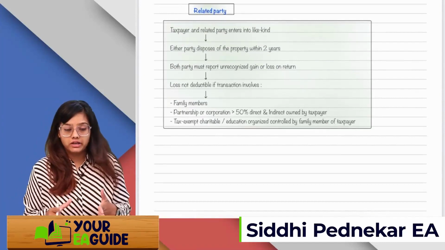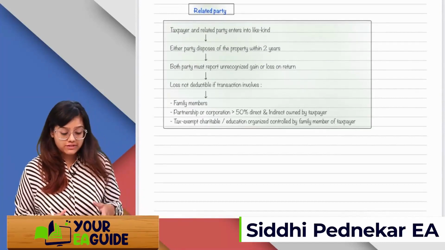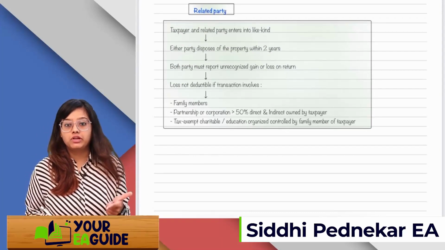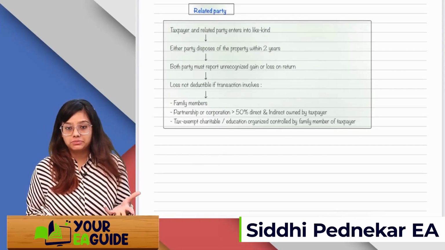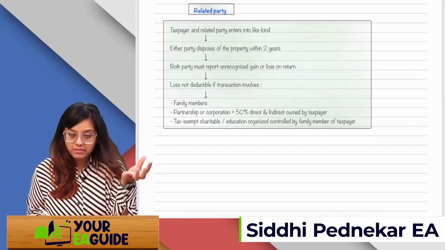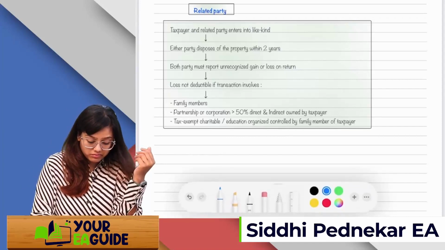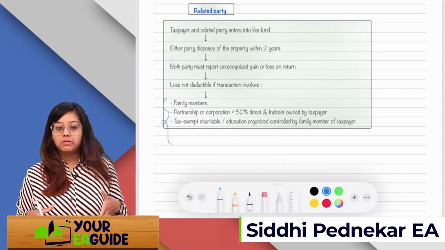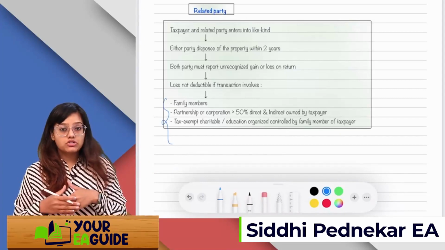Loss is not deductible if the transaction involves a family member, a partnership or S corp which is more than 50% directly or indirectly owned by the taxpayer, or a tax exempt charitable educational organization which is controlled by the family members. So these fall in the definition of a related party. So in that case, loss will not be deductible.